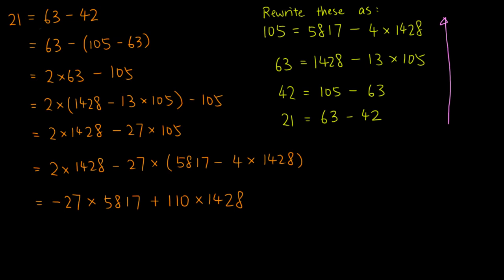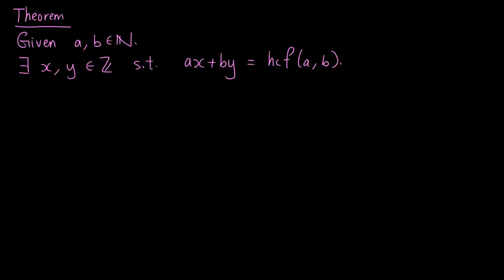What we have done here is that we have written 21, which is the HCF of 5817 and 1428, as an integer times 5817 plus another integer times 1428. It is no coincidence that we can write the HCF of two numbers in this form, which leads us to the following theorem. This theorem states that if we have two positive integers a and b, then there always exist integers x and y such that ax plus by equals the HCF of a and b.